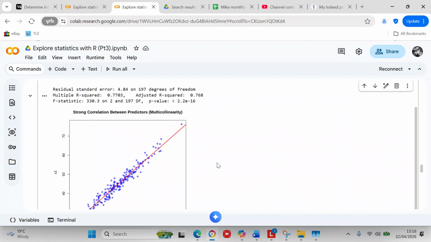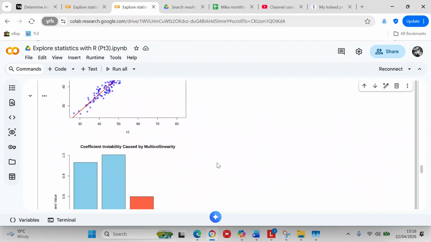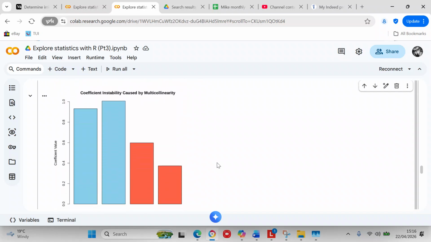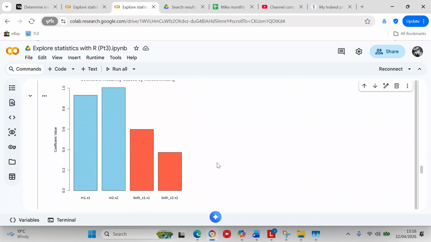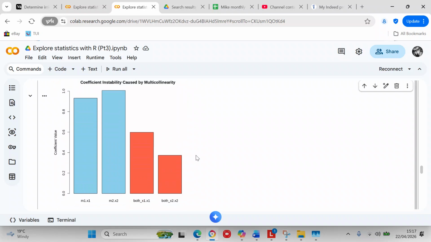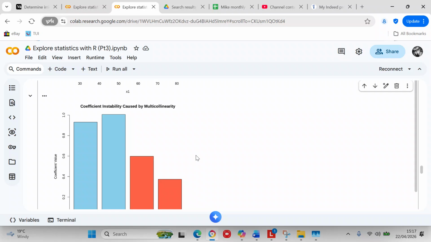We're going to look at the bar plot that has been created, and this is coefficient instability caused by multicollinearity. So you've got M1 X1 is blue, M2 X2 is blue, and both X1 is tomato, and both X2 is tomato. So that's an example of coefficient instability caused by multicollinearity.